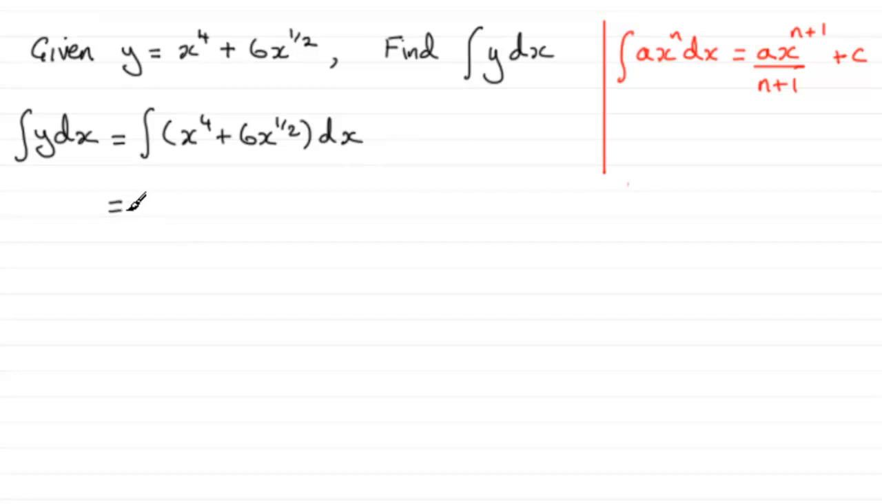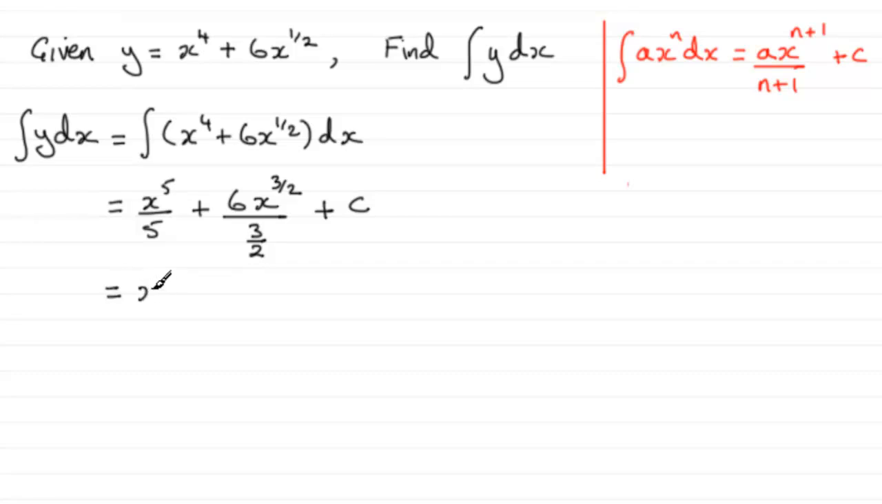So following this through, add 1 to the power and divide by the new power, so you're going to get x to the power 5 over 5. And for this one we've got plus 6, add 1 to the power of x, that's x to the power 1.5. Try and write it though as 3 over 2, much better to do that. And then we divide by the new power, so that's divide by 3 over 2. And then you've got your constant of integration, so plus c.